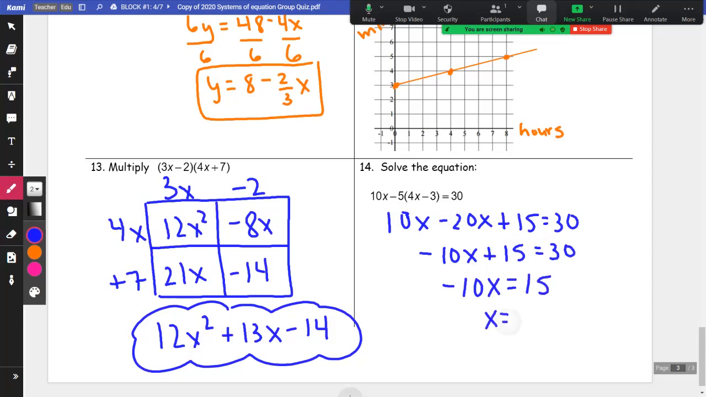Divide, and I get x is equal to negative 15 over 10. You can reduce both of these by 5 and get a negative 3 over 2 or negative 1.5. Any of those are acceptable. So make sure you know how to do all these for the test tomorrow.